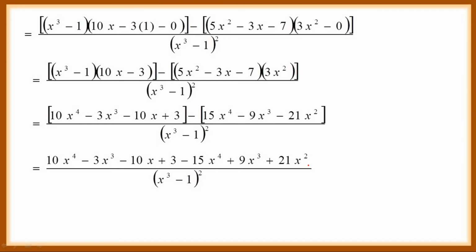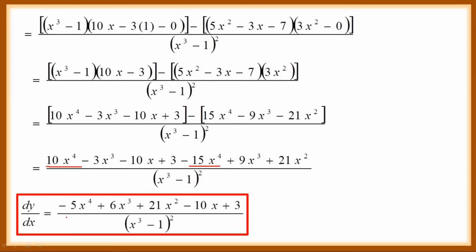Ano ba yung magkakapareho ang variables? We have x to the 4th, 10x to the 4th, and negative 15x to the 4th. So, this is equal to negative 5x to the 4th. x cubed. Anong meron tayong x cubed? We have negative 3x cubed and 9x cubed. Negative 3x cubed plus 9x cubed, that is equal to 6x cubed. And then, for our x squared, isa lang, si 21x squared. For our x, isa lang din, negative 10x, and we have our 3. So, this is our final answer.